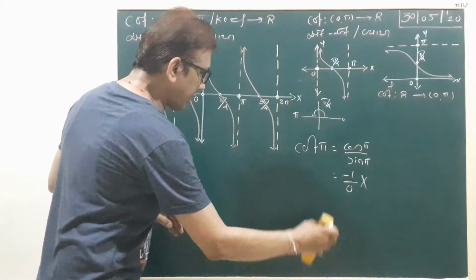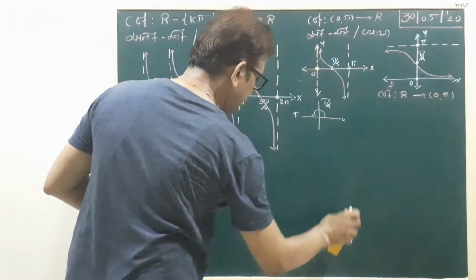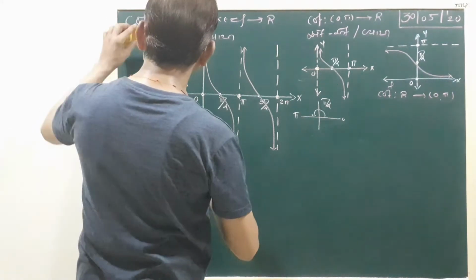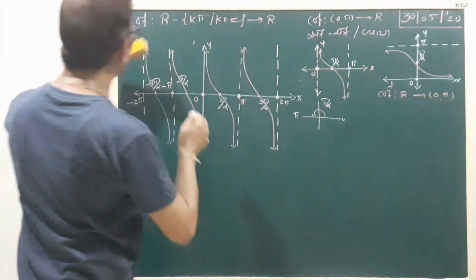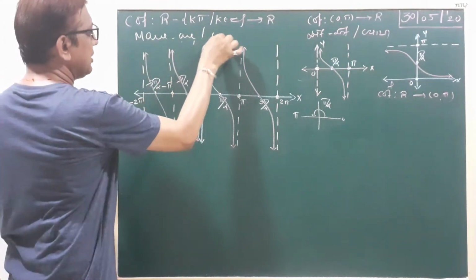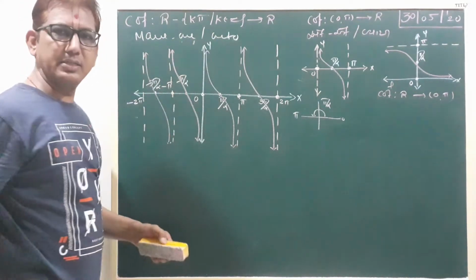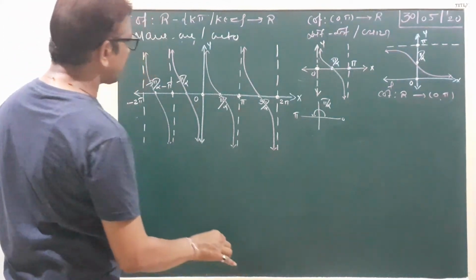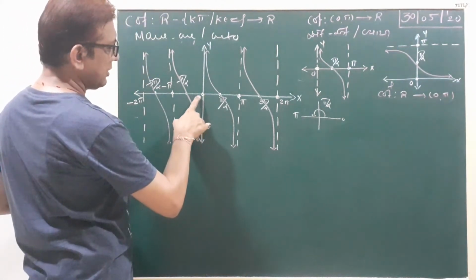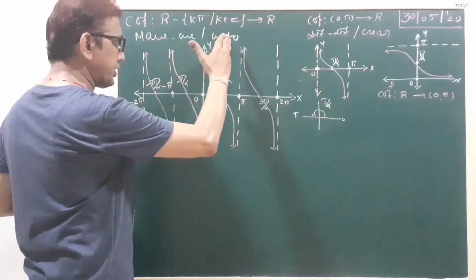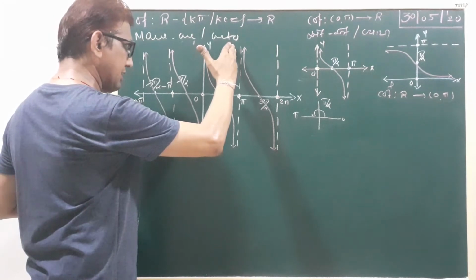So we subtract these values from the number line R. Clear? But this function is many one and onto. Many one and onto function. Is that clear? Okay. Look here, exactly your graph. In the last video lecture we completed the tan function, so the tan function graph is this one.